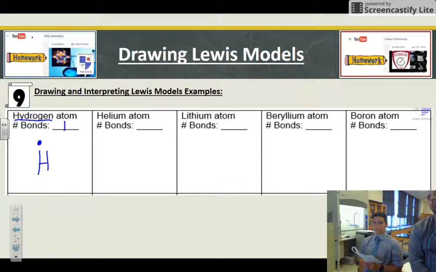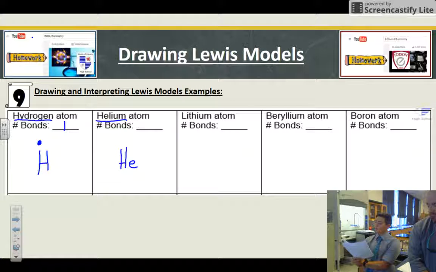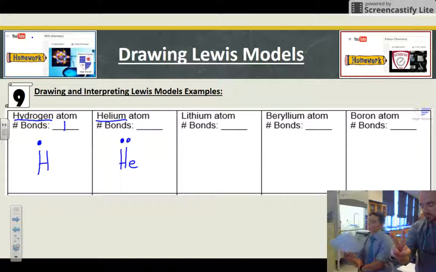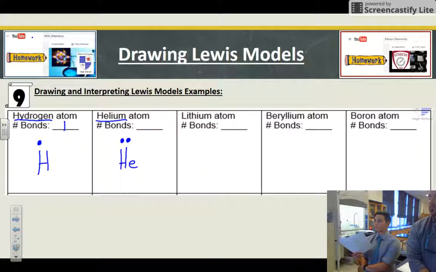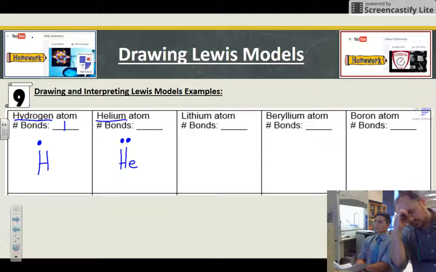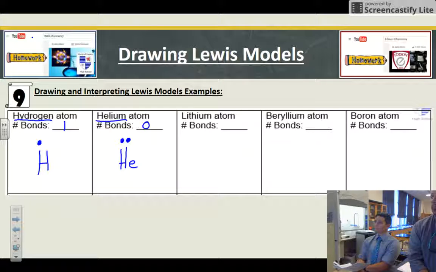Excellent. Onto helium. The symbol for that is capital H, little e. We've got 2 valence electrons. So I go like this, and the rule is first 2 together, then one at a time around the bus. Not this element, next element. How many unpaired electrons do I have? None. They are both paired. So helium will form 0 bonds, very unreactive.